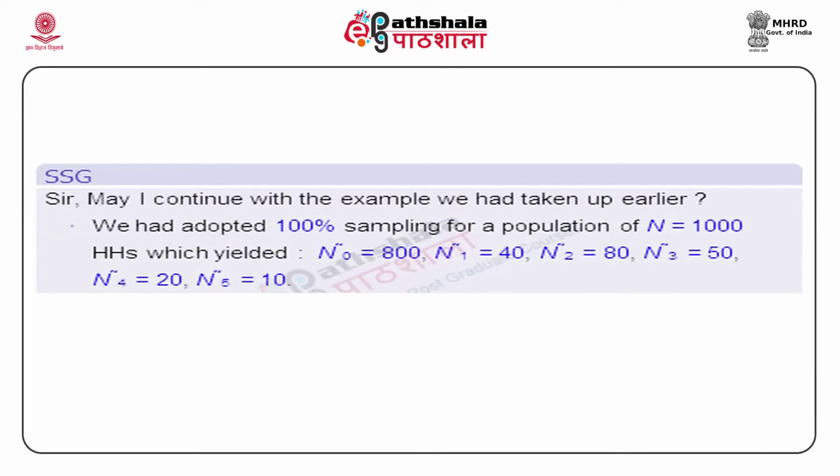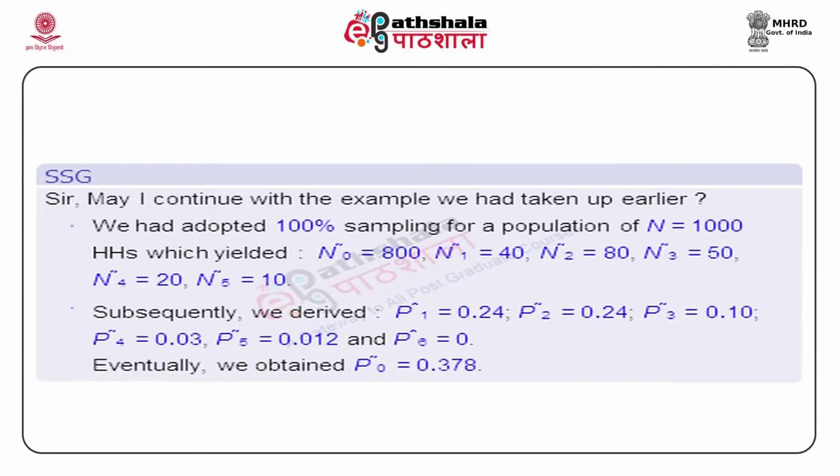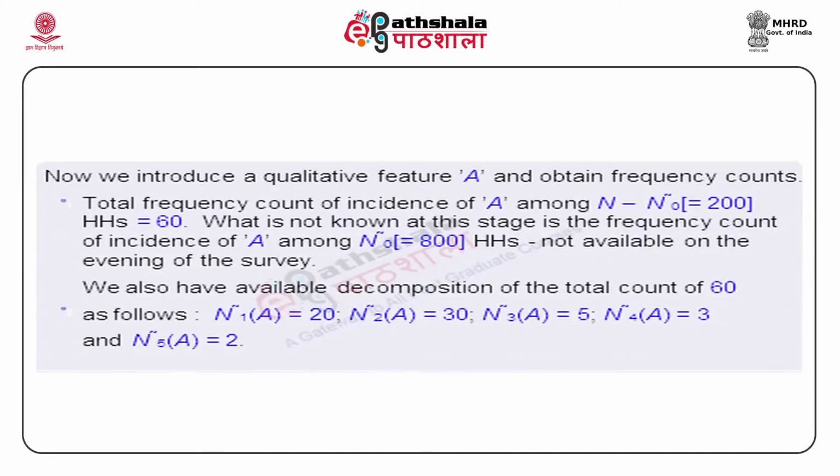We had adopted 100% sampling for a population of 1,000 households, which yielded n0 tilde as 800, n1 tilde as 40, and so on. Subsequently, we derived P1 hat as 24%, P2 hat as 24%, P3 hat as 10%, etc. Eventually, we obtained P0 tilde as 0.378. Now, we introduce a qualitative feature, A, and obtain frequency counts. The total feature count of incidence of A among the n minus n0 tilde households is 60. That information is now available.